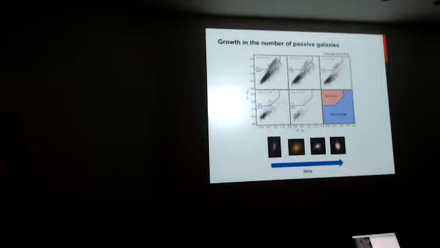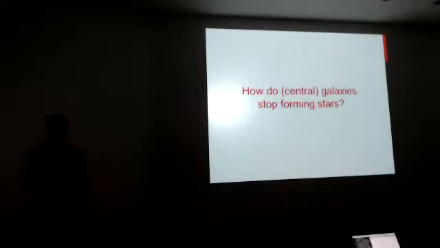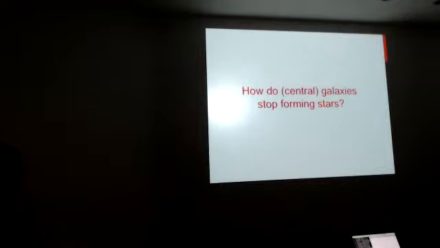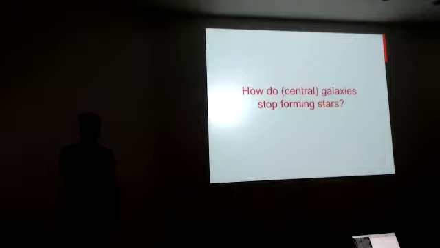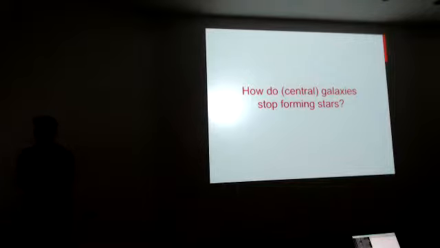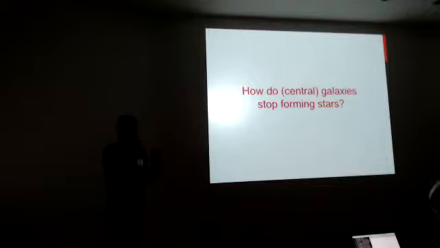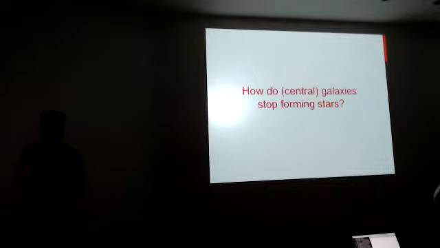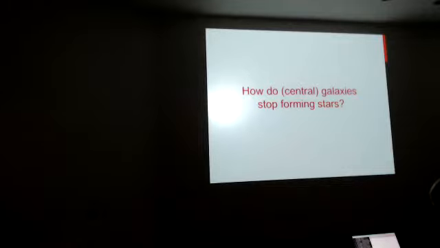And this implies that galaxies transition from a star-forming phase to a quiescent phase, right? So the question is, how do they do that? How do galaxies stop forming stars? And specifically, I'm going to be focusing on central galaxies. This is because satellite galaxies actually undergo very different processes, and I think distinguishing between them is very, very important. And as you saw in Joanna's talk, they are different beasts, right?